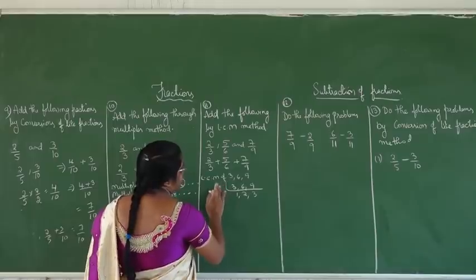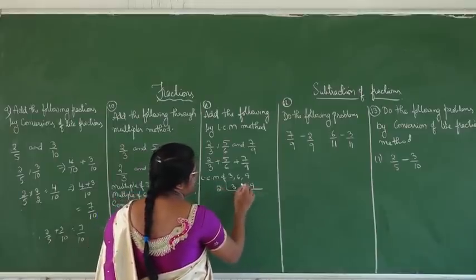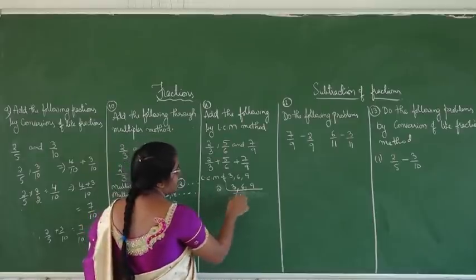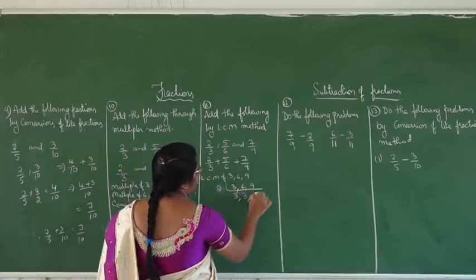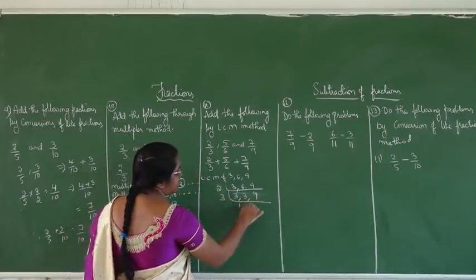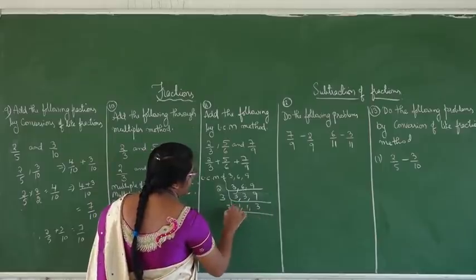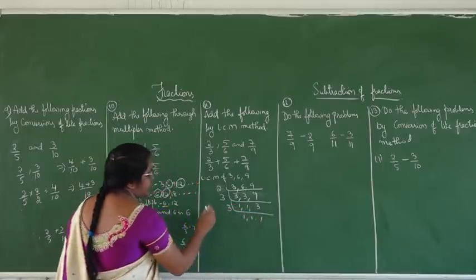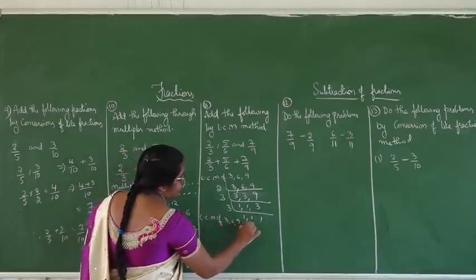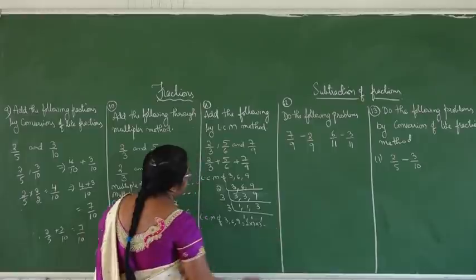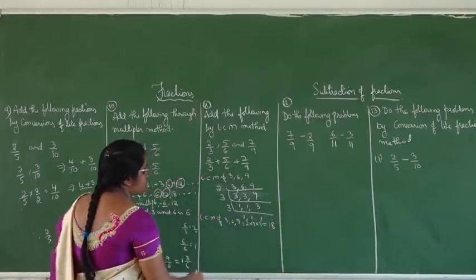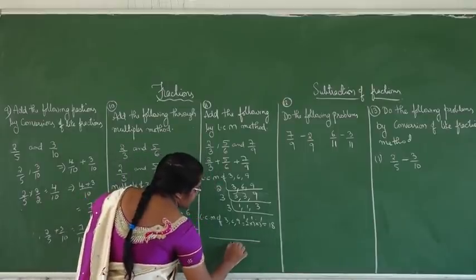Now, better to go for 2 because the possibility is there. 3 is not possible, so we write 3. Next, 2 threes are 6, 9 is not possible, so we write 9. Now we go for 3. 3 ones are 3, 3 ones are 3, 3 threes are 9. Again 3, 1, 1, 1. So the LCM of 3, 6, 9 is 2 into 3 into 3. 3 twos are 6 and 6 threes are 18. That is the LCM.